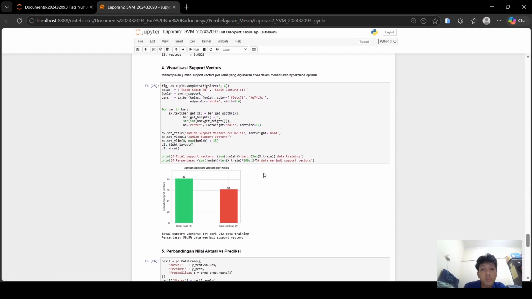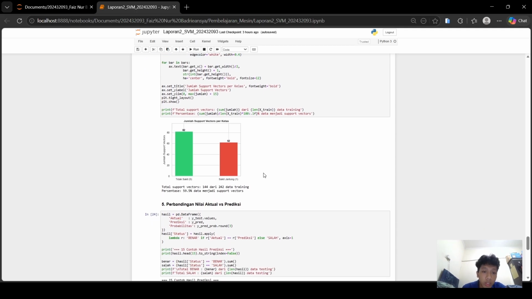And number four is the visualization of support vectors. We print the support vectors per class used by the SVM for the optimal hyperplane. The total support vectors are 1044 in the 2042 training data, a percentage of 59% of the data being support vectors.